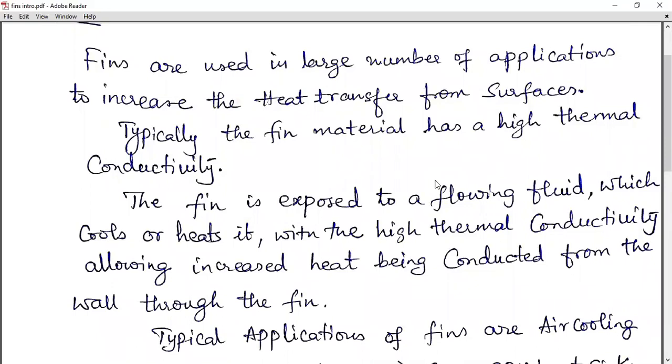So you have a body. If you have an extended area, you know Newton's law of cooling, the convection mode of heat transfer, Q is equal to h A (Ts minus T infinity), the temperature difference. The area is the surface area that is going to get increased, and thereby the rate of heat transfer Q also increases. It's all very fundamental, which you have learned in your heat transfer course.